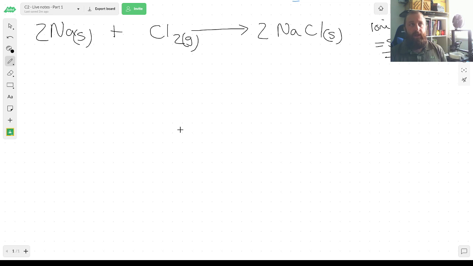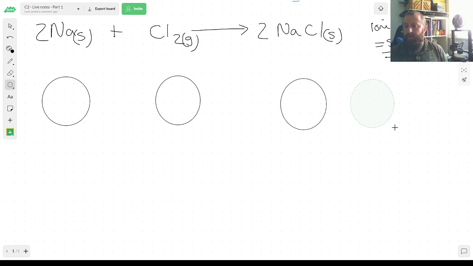So what I'm going to be doing is drawing these. Let's just draw that one. I'm going to draw a circle for sodium. I'm going to draw another one for chlorine. And then we're going to draw the ions over this side.